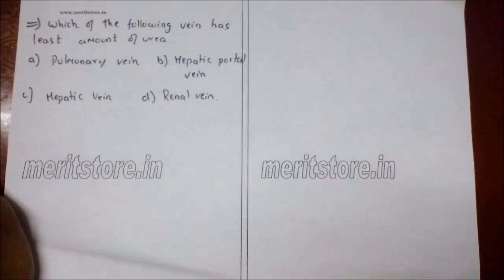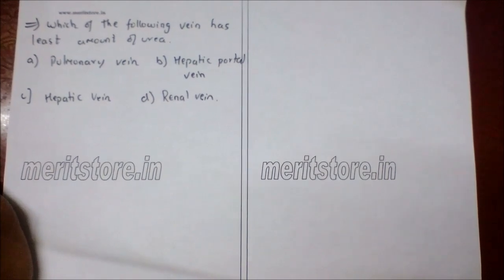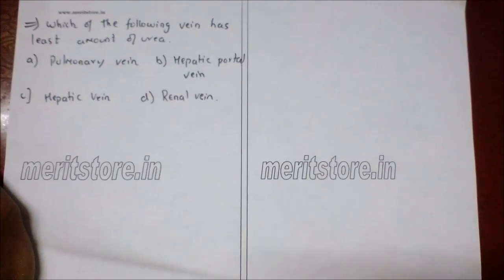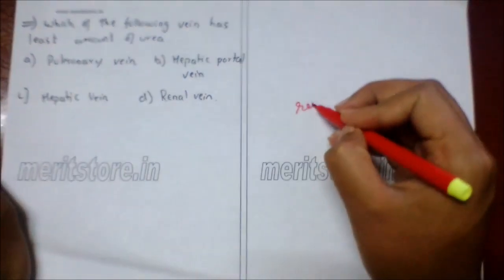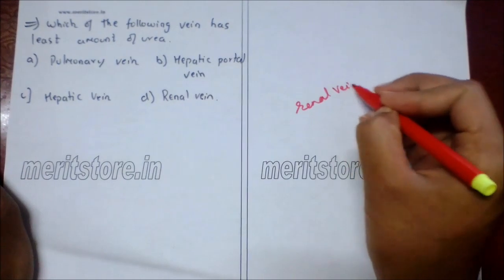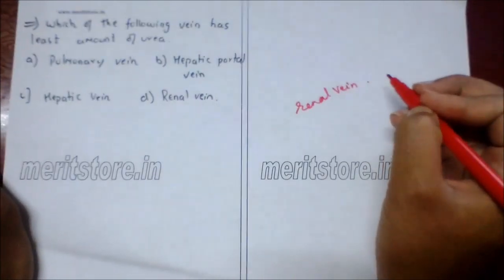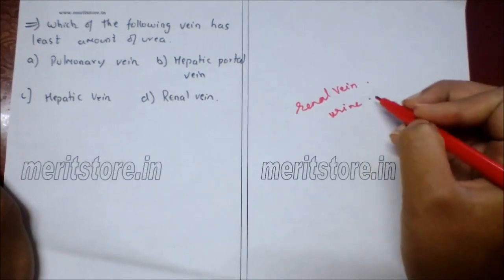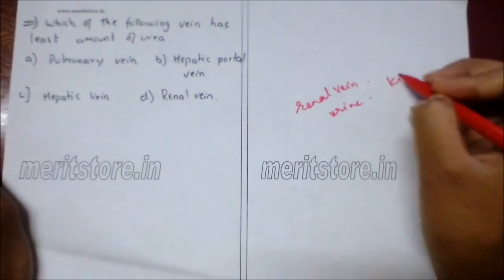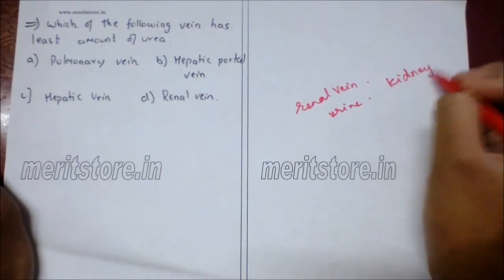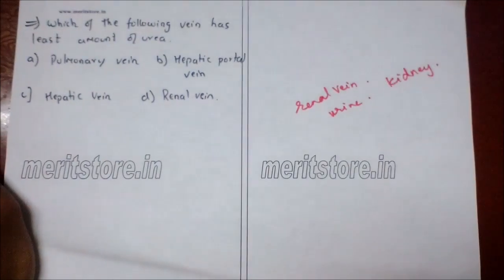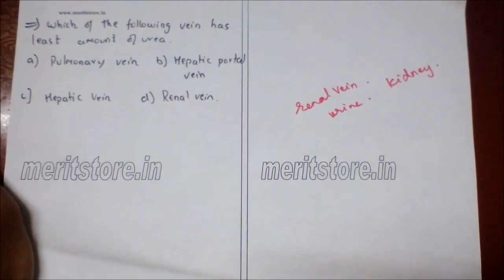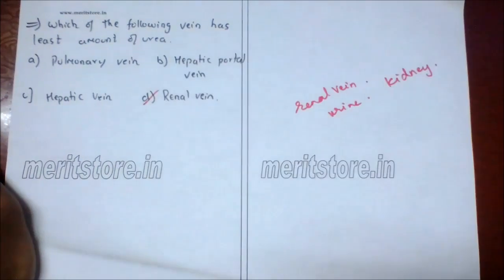The following vein has least amount of urea: A. Pulmonary vein, B. Hepatic portal vein, C. Hepatic vein, D. Renal vein. So the least concentration of urea is found in renal vein. This is because urea is excreted through urine formed in kidney. So it is excreted by the time it comes to the kidney. So it is renal vein. Option D is the correct answer.